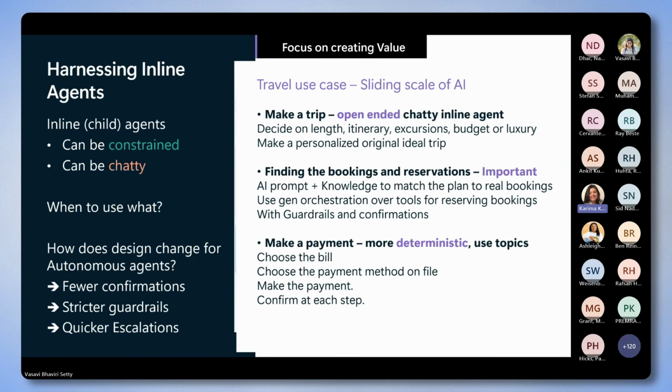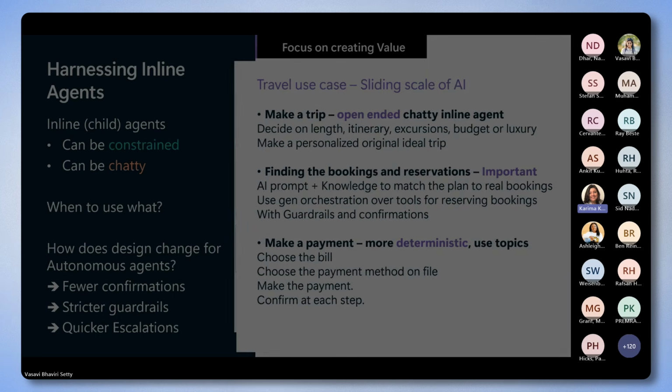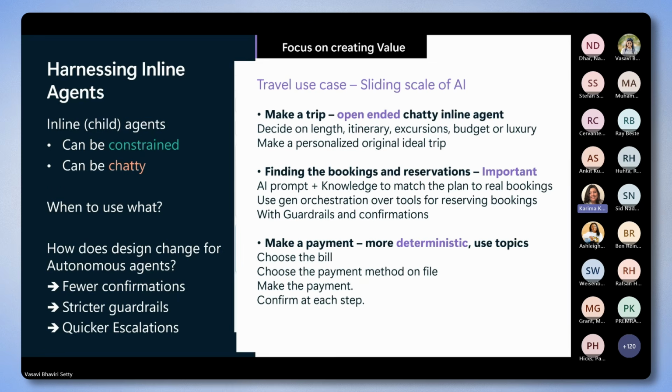This one is homework for you. It's going to be really fun if you want to try a use case. It's travel, where you have an open-ended chatty part to decide your itinerary. You have an important part that generative orchestration should do to find all the proper bookings. And then you have a more deterministic part with topics where you actually do the payment. So this would be a really fun one to try. Keep going.